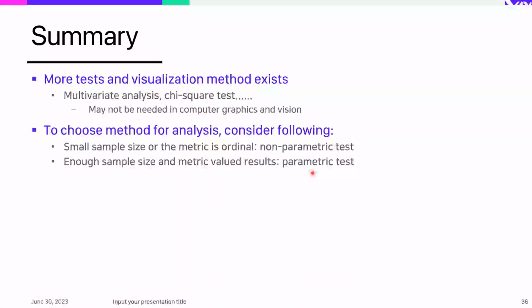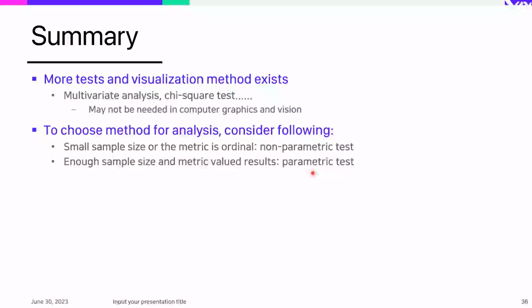And so, yeah, I only mentioned the most commonly used ways of analysis, but there are more tests and methods, such as multivariate analysis and chi-square test, etc. However, in our tasks, in computer vision and computer graphics, I think you barely need to use these tests. They're more used for HCI fields, so that's why I didn't mention them. But if you need to know, there's another expert in this field, so you can ask her about this.